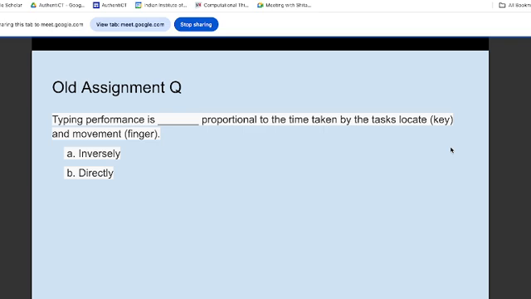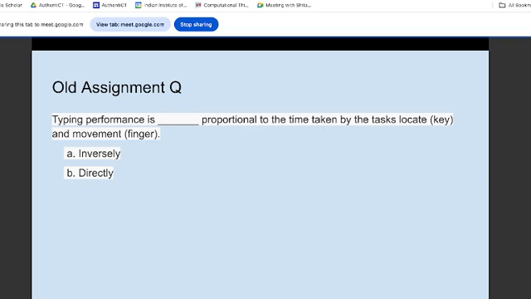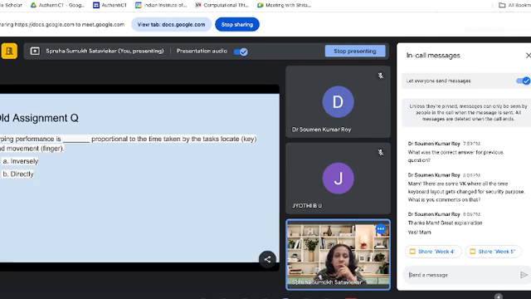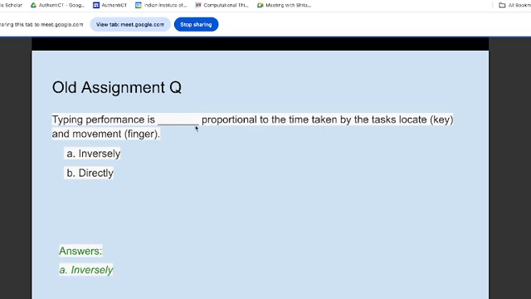This is for the Fitts digraph model. Based on this Fitts digraph model, you then measure the locate and move. Addition of all those will give you the total movement time. Typing performance is dash proportional to the time taken by the tasks locate and movement. Inversely. Correct. So the higher the time taken, the slower the typing performance would be. Very good.